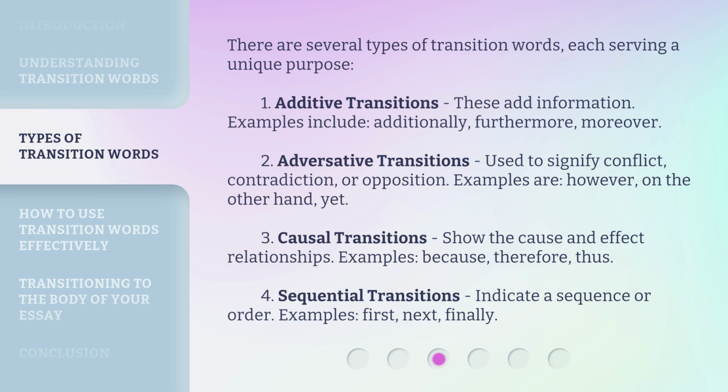3. Causal transitions. Show the cause and effect relationships. Examples: because, therefore, thus. 4. Sequential transitions. Indicate a sequence or order. Examples: first, next, finally.